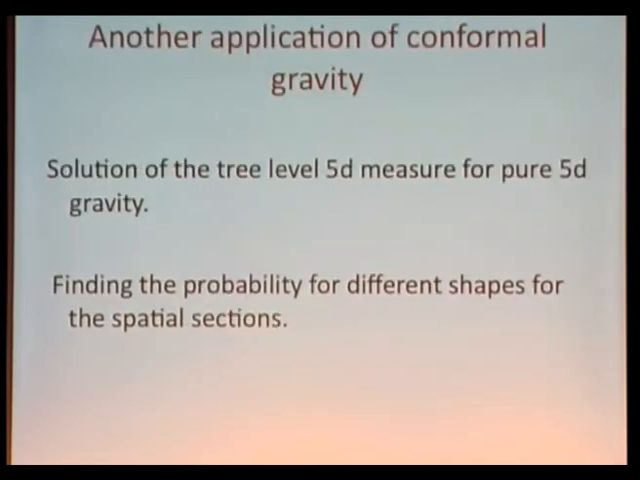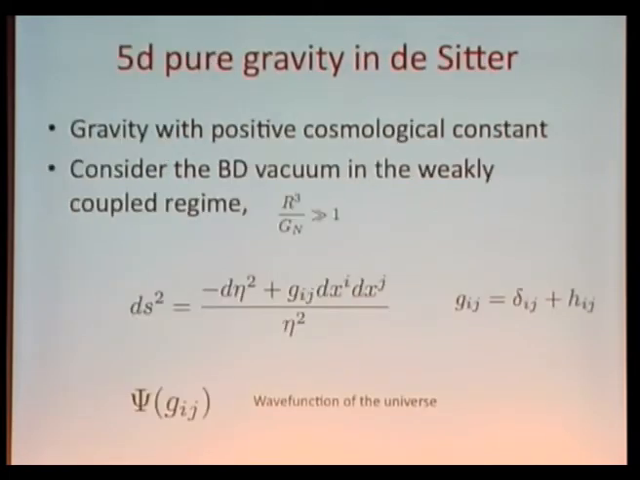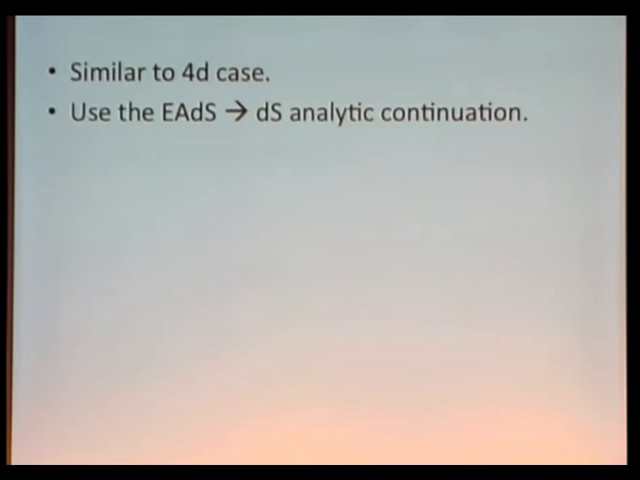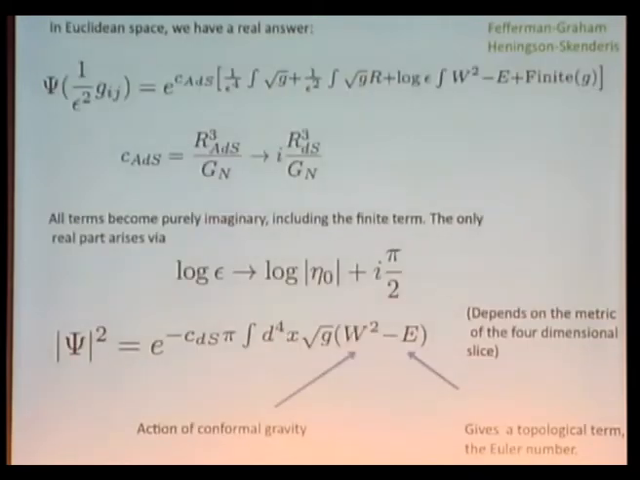I wanted to discuss some other application of conformal gravity, and that's in 5 dimensions. So now imagine the same problem, but in 5 dimensions. We do exactly the same thing as we were doing before, computing the wave function of the universe in 5 dimensions. Now there is, similar to the 4D case, and we use again this AdS to dS analytic continuation, but there is one crucial difference. That difference is that this factor that is multiplying the Euclidean AdS calculation goes like r cubed, and so when we do the analytic continuation, we get a factor of i.